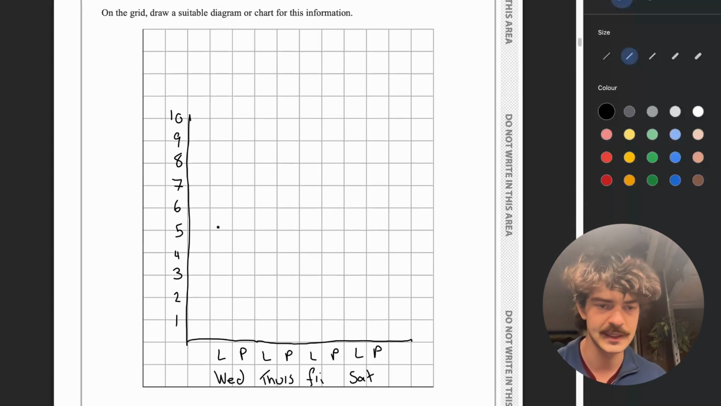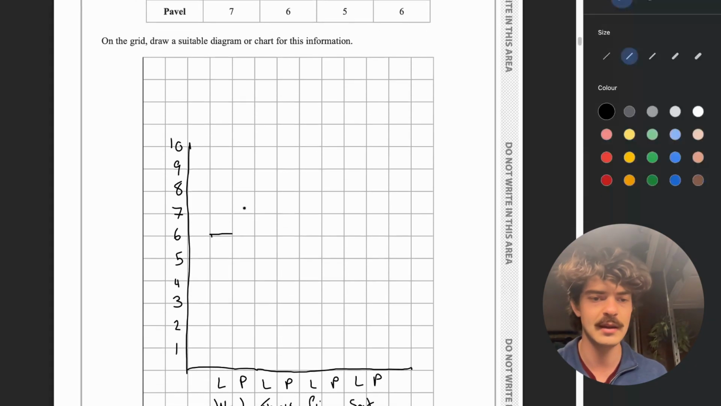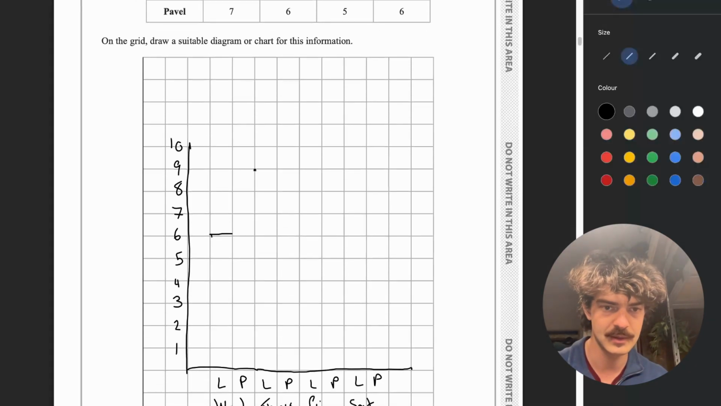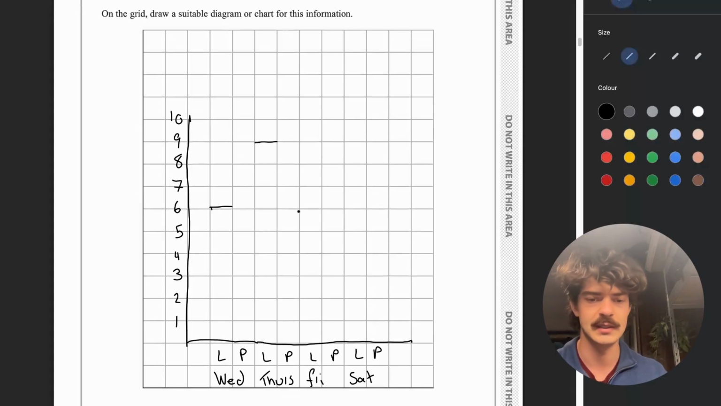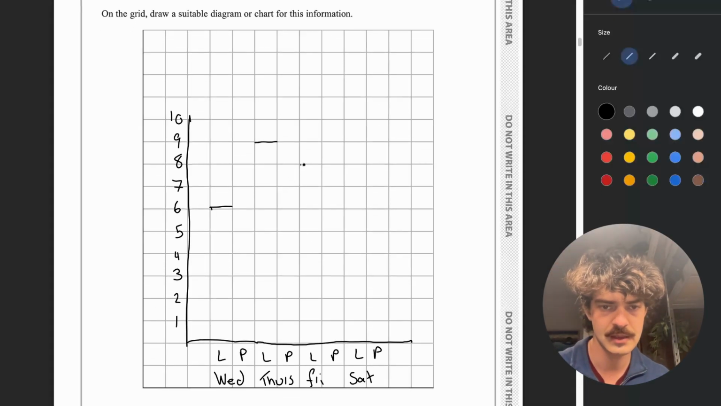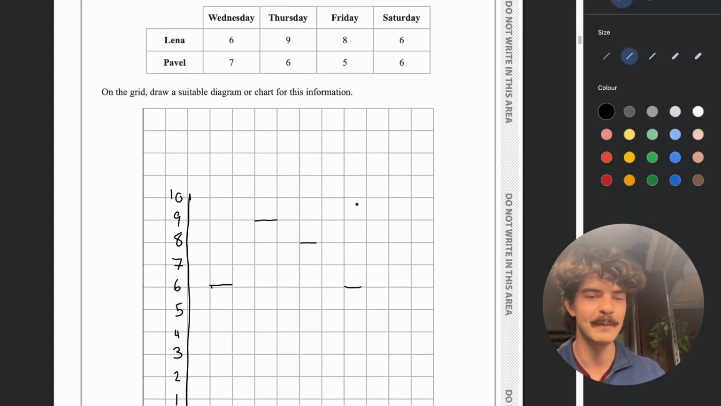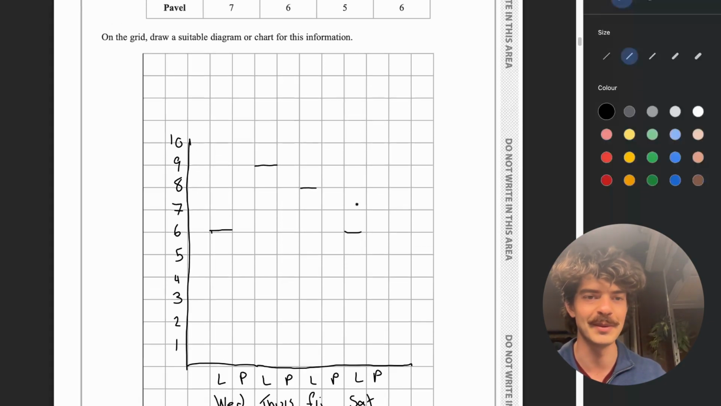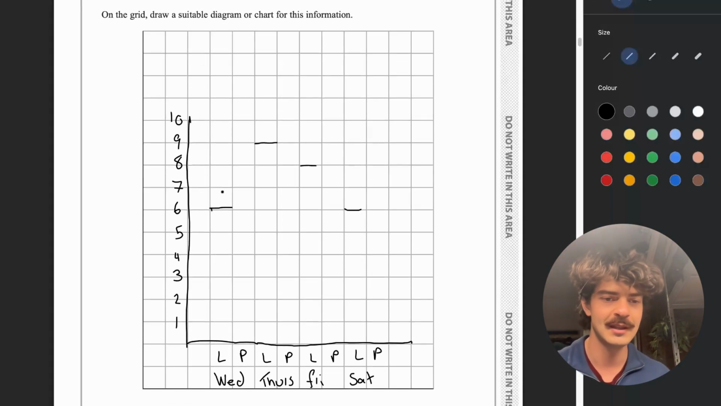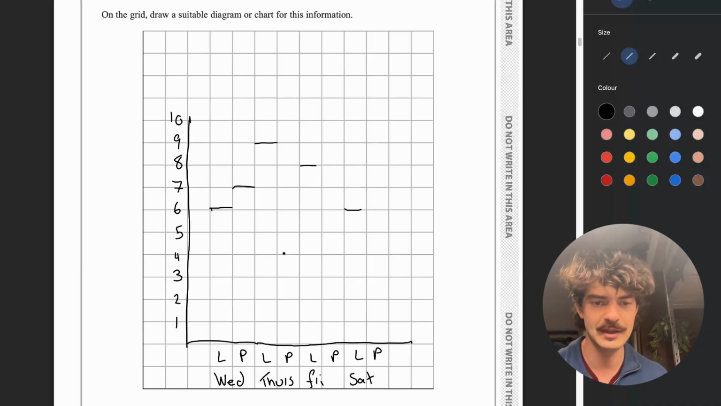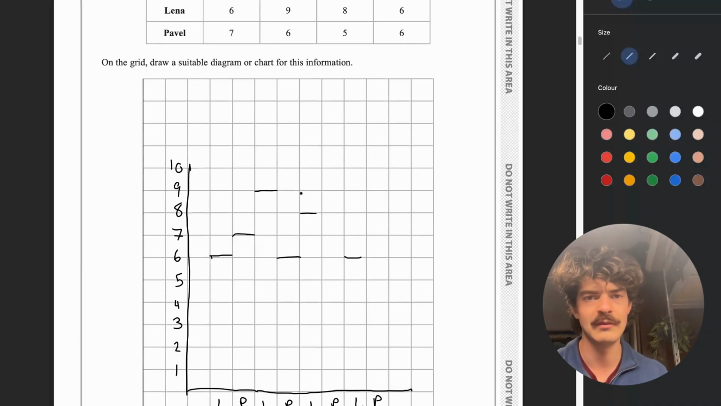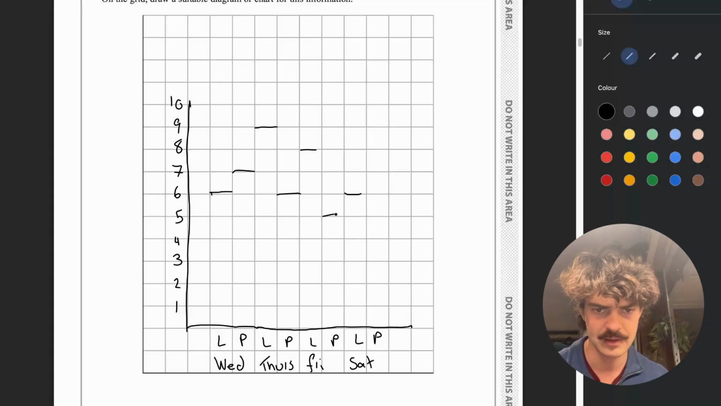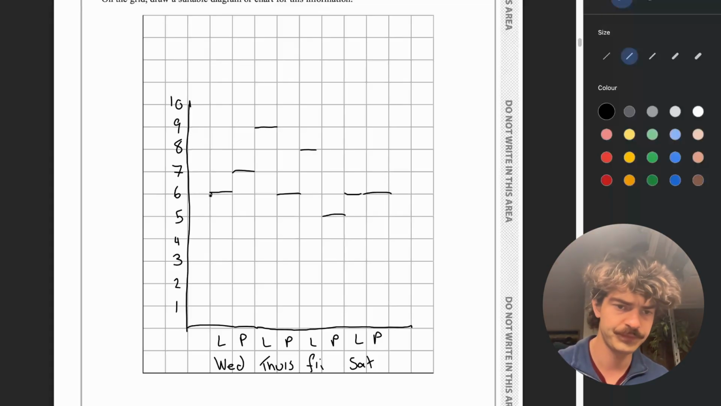So Lena on Wednesday had 6 hours. That's going to be here. Lena on Thursday had 9 hours. That's going to be up here. 8 and then 6. So 8 and then 6. And what I'm doing here is just putting in the tops of all of them, and then we can come back and draw the bars in a moment. So that was 7. Next was 6, 5, and then finally 6 to finish. Cool.